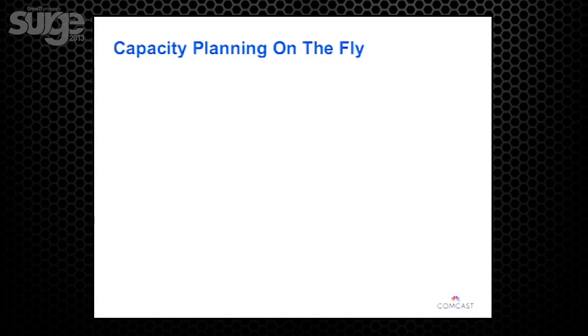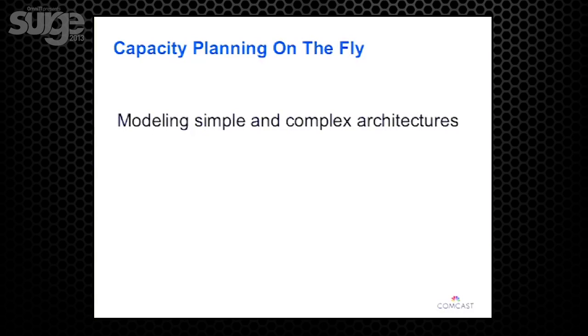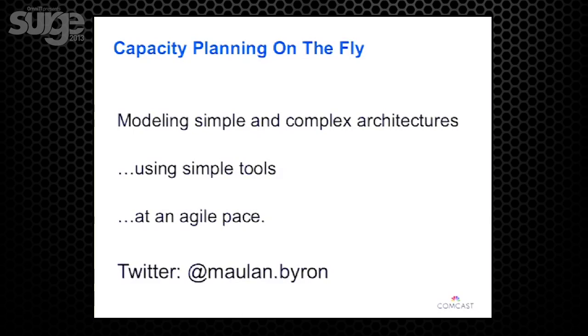And basically, let's recap. What did you learn here today? You can model simple and complex architectures using simple tools at an agile pace. That's what you learned here today. And if any of you have questions, feel free to ask. I'm going to open up the floor. This is my Twitter tag, and I'm done.